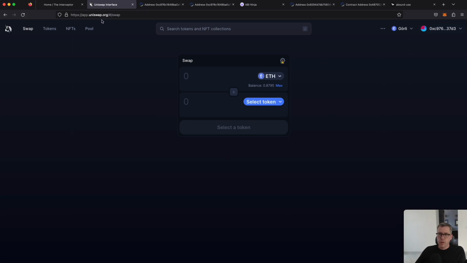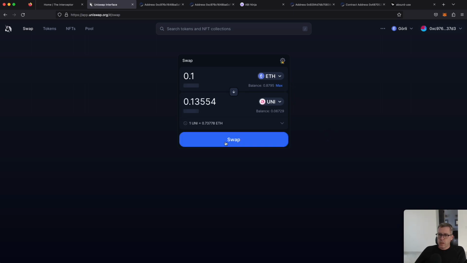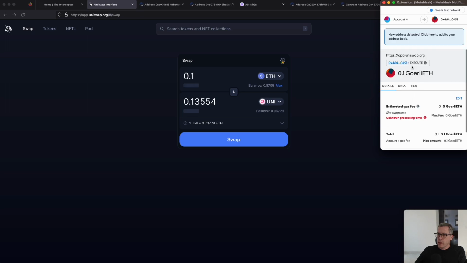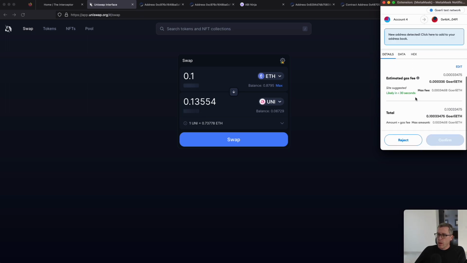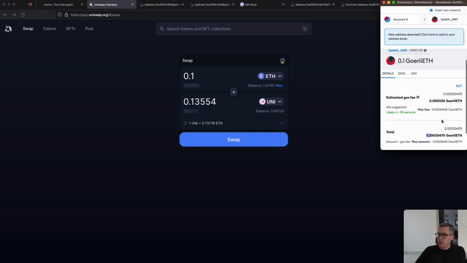Here we have Uniswap. We are on the Goerli testnet, where we have a small amount of Goerli testnet ETH, and we'll go ahead and conduct a simple swap. So we'll go from ETH into some Goerli Uni tokens. We'll click swap. Here is the MetaMask confirmation dialog, and we're told what the gas fee is for it. We see how much ETH total this thing is going to cost us.